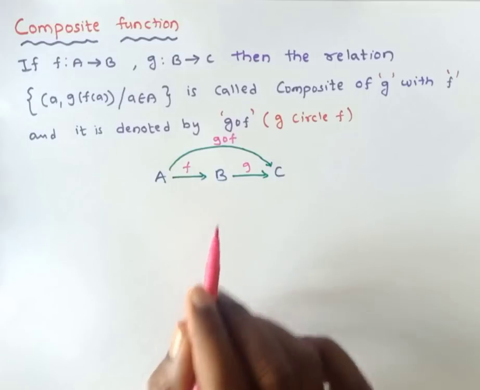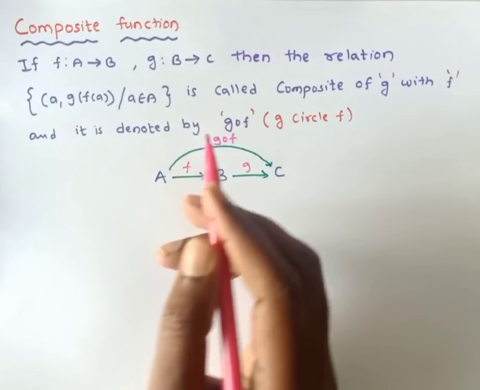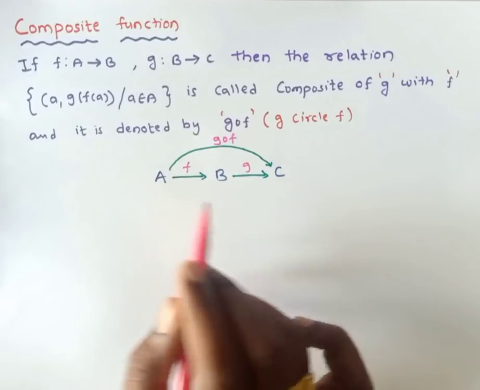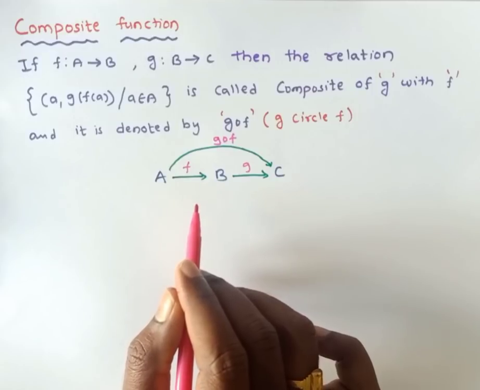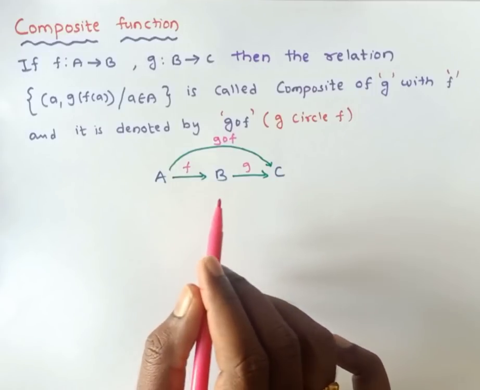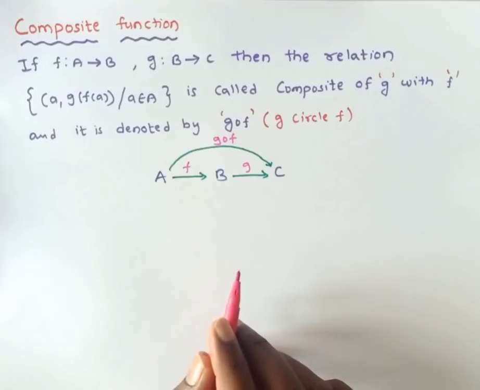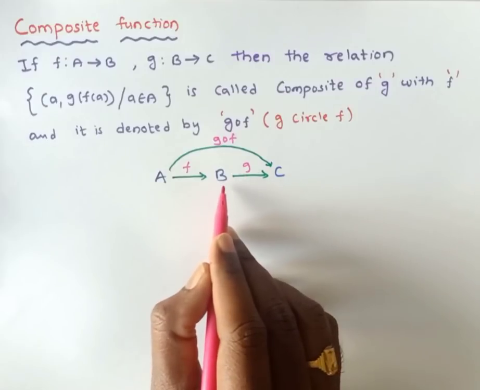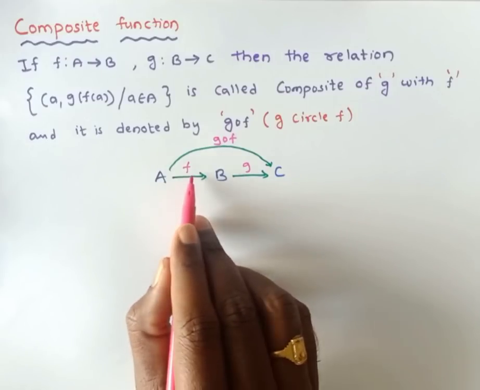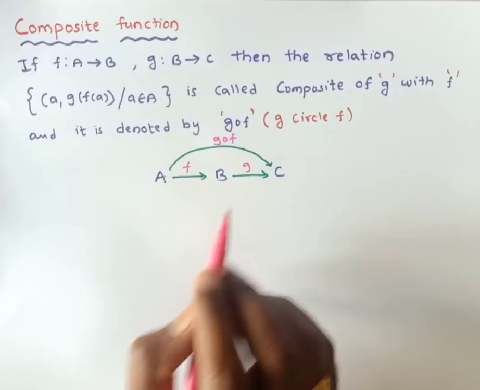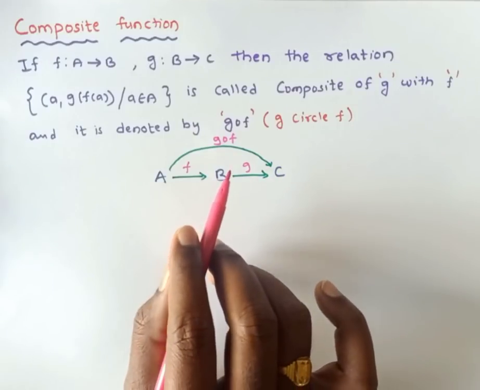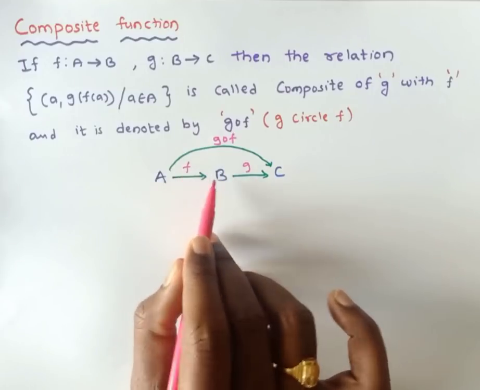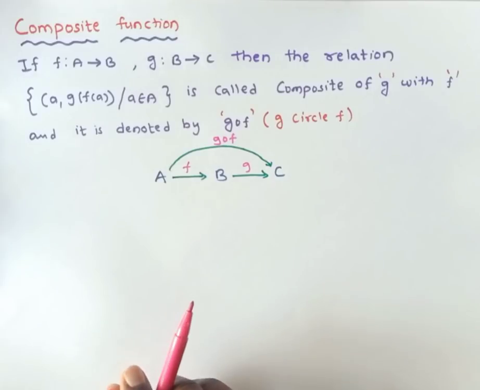And see here, what is the definition? It says two functions can be composed when the range of the first lies in the domain of the second. Clear? The range of the first lies in the domain of the second. See here, this is the range of the first function. For the second function, b is the domain, f from a to b and g from b to c. When we compose g and f, the range of the first function lies in the domain of the second.